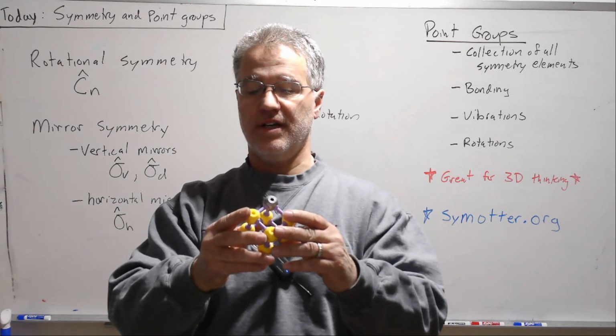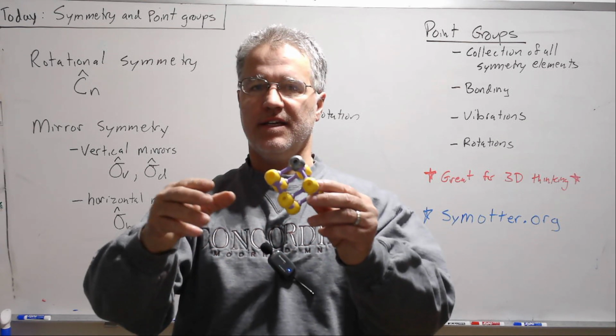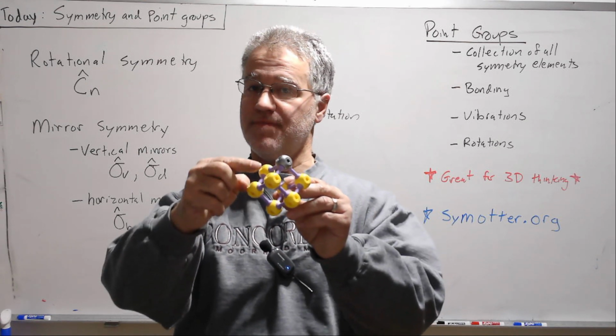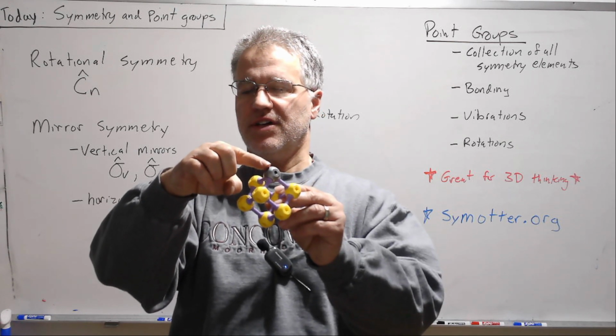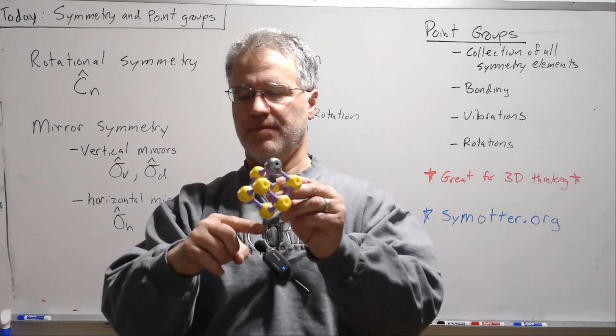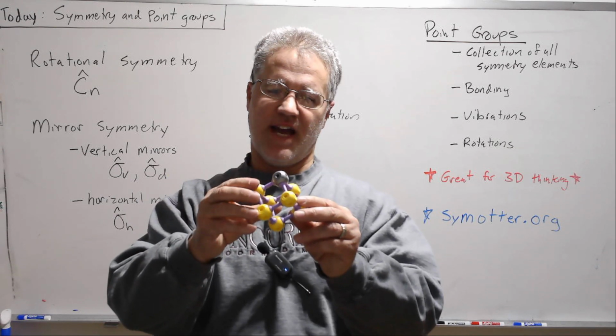We look for an S6, right? So that'll be a sixth of a turn, which looks like it might work. But then when we do the horizontal mirror, the silver is going to be pushed below, and the yellow will come up. So we don't have that.